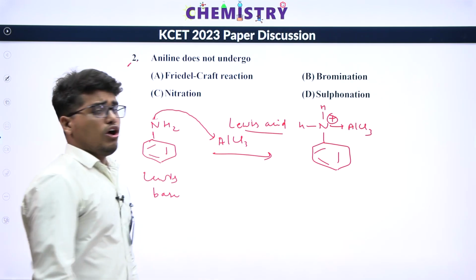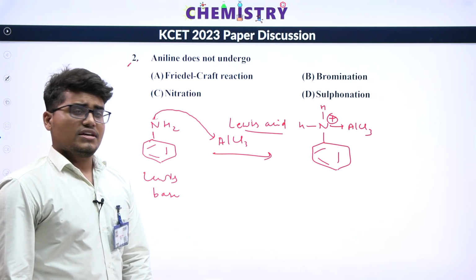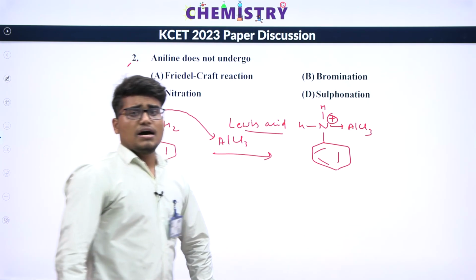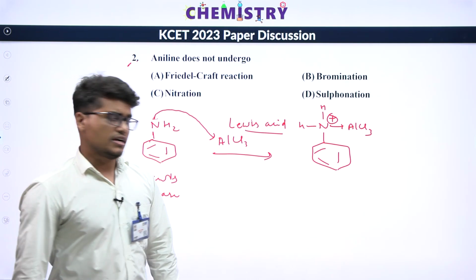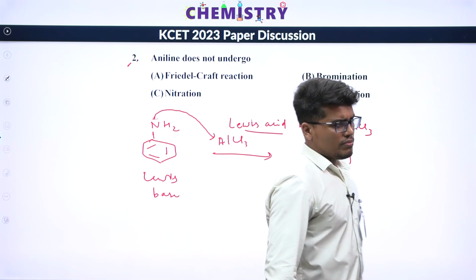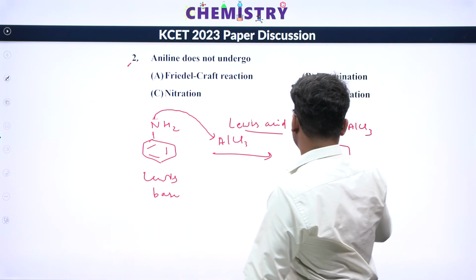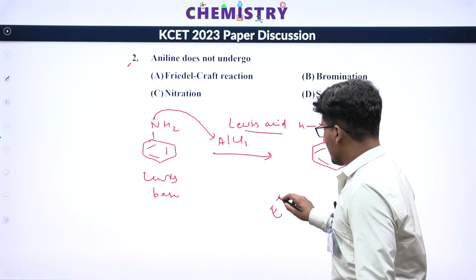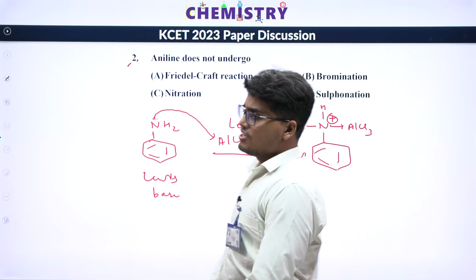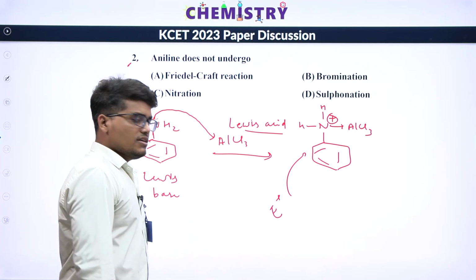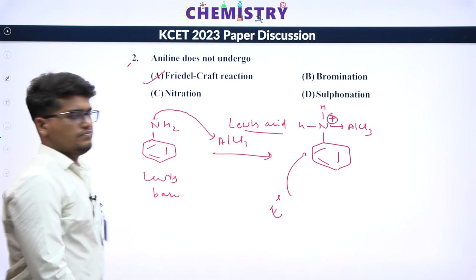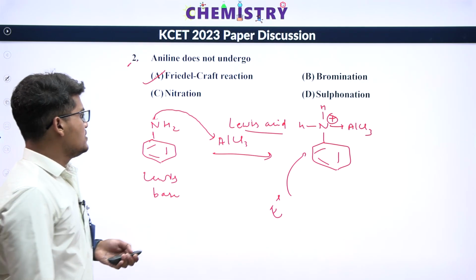So it will not undergo the Friedel-Crafts reaction because this nitrogen has now become a meta-directing group. Correct? Now it has become a meta-directing group. So normally a meta-directing group, in this case, will not undergo Friedel-Crafts alkylation. Therefore, the incoming electrophile will not attack this substrate molecule, correct? Fine. So the option will be A. So the option will be A, correct?